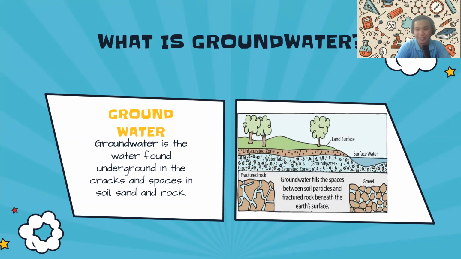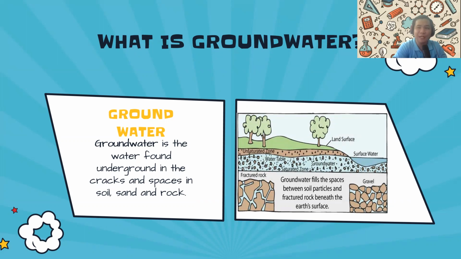Okay? You see the water table, the groundwater, the saturated zone, and the surface water. Some lakes are connected to groundwater. That's why they never seem to run out of water. Now, groundwater is relatively clean. It's cleaner compared to the other sources of water.